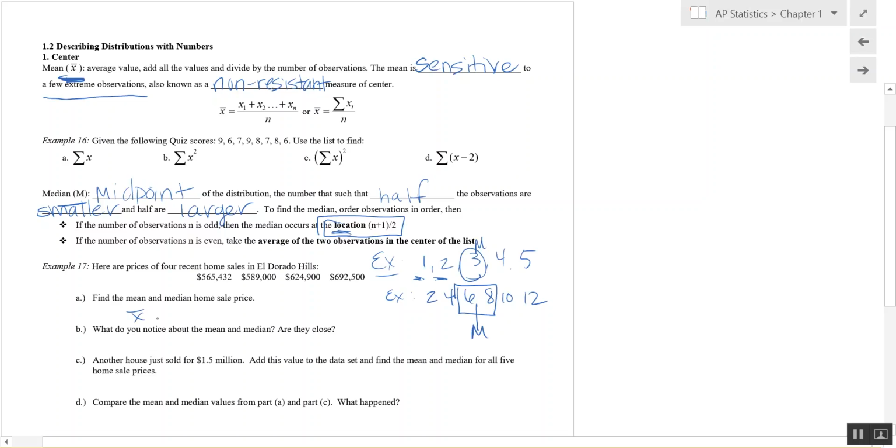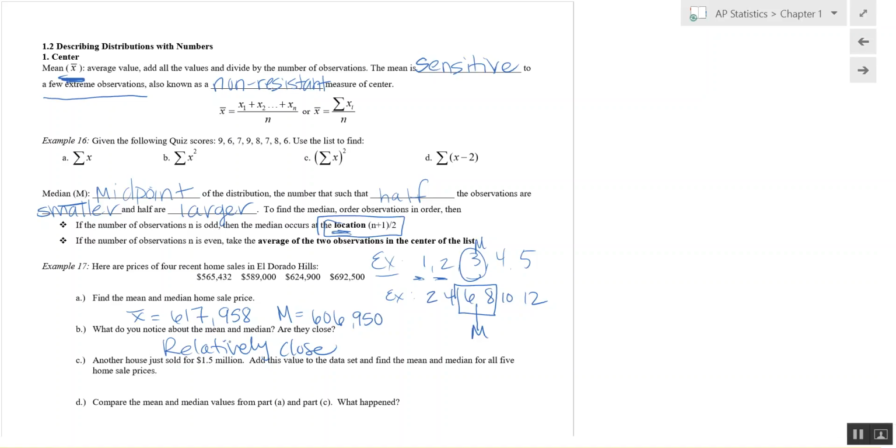Okay, you should find that your mean, the x bar, is 617,958. The median, capital M, it gives it to you if you scroll down, is 606,950. So that's the median. What do you notice about the mean and the median? They're relatively close. They're not that far apart. We have a pretty symmetric data set where there's not one large value or one small value. So they're relatively close, especially for home sale prices. 617,000 and almost 607,000. That's relatively close.